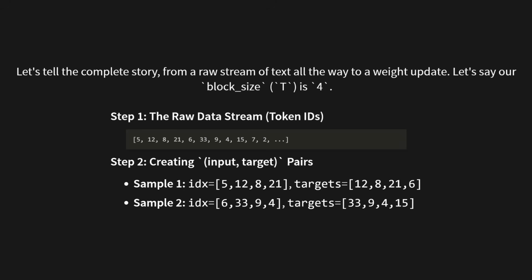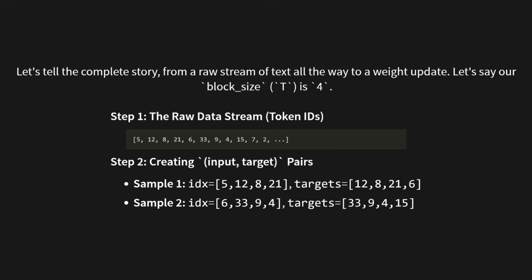Step 2. Creating input-target pairs. From that stream, we just grab chunks. For example, sample 1 might have an idx of 5, 12, 8, 21, and its targets would be 12, 8, 21, 6. Sample 2 would pick up where that one left off. Its idx would be 6, 33, 9, 4, and its targets would be 33, 9, 4, 15.